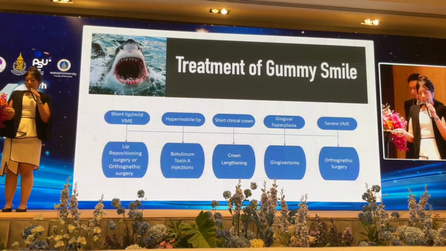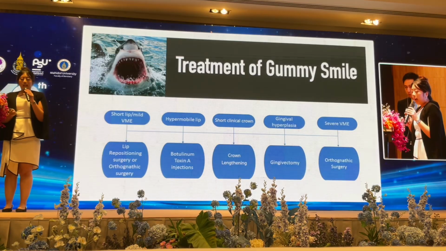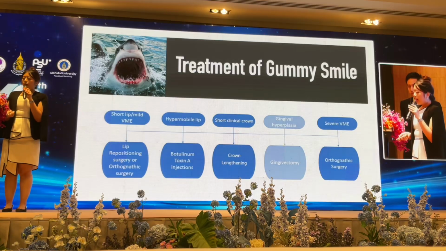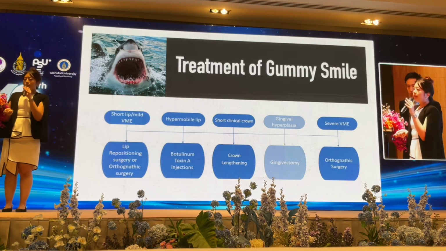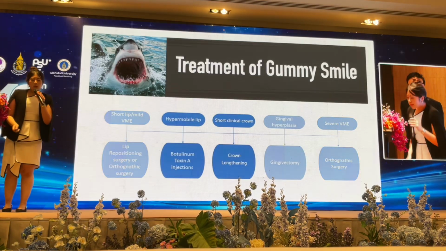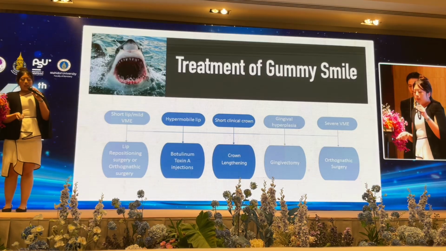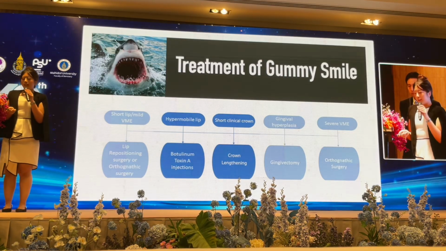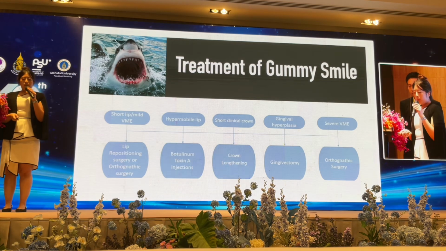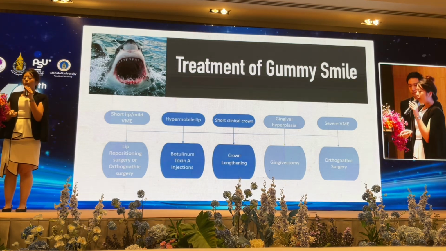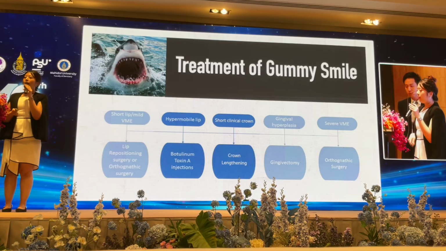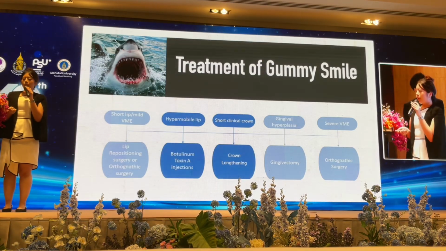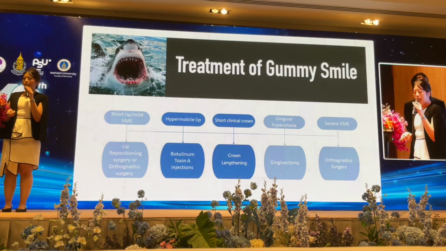In this case, the patient didn't have any gingival hyperplasia, and she had already undergone the orthognathic surgery. So basically that ruled out the skeletal and the gingival causes. There were just two causes left: the short clinical crown, which we plan to manage with crown lengthening, and the lip hypermobility, which we plan to treat with botulinum toxin injection.